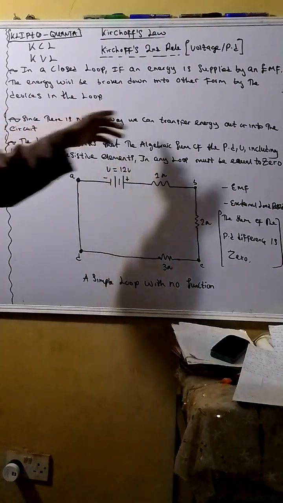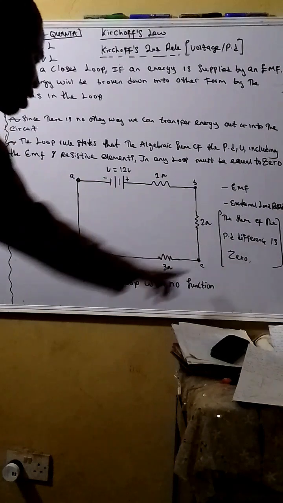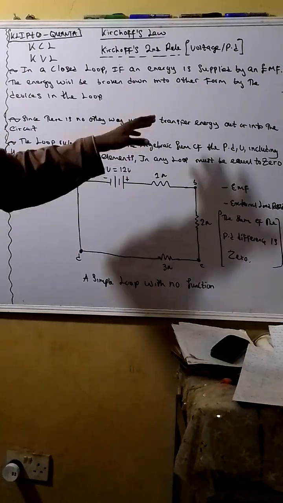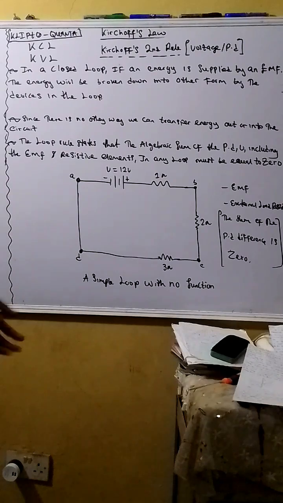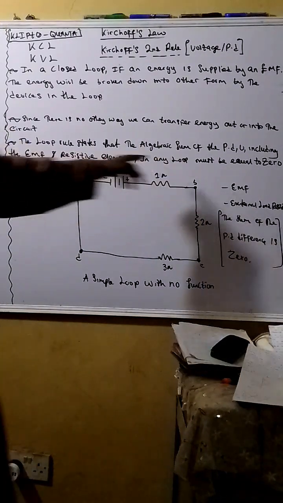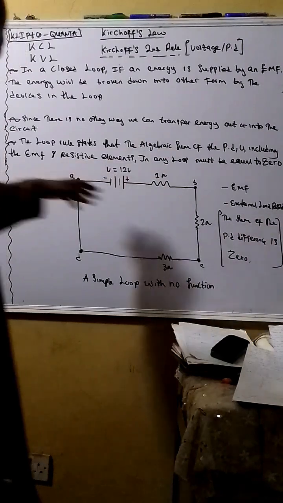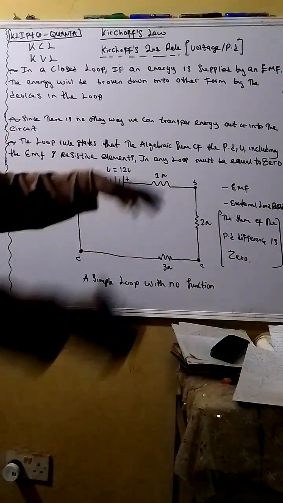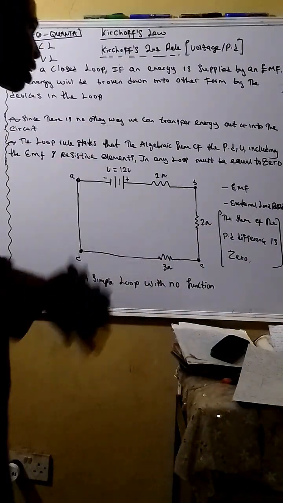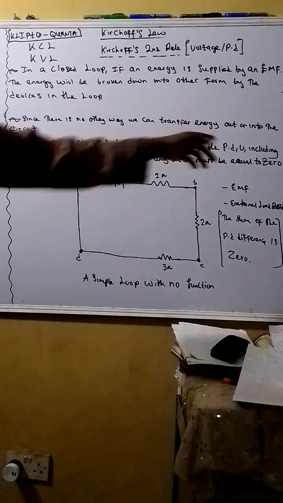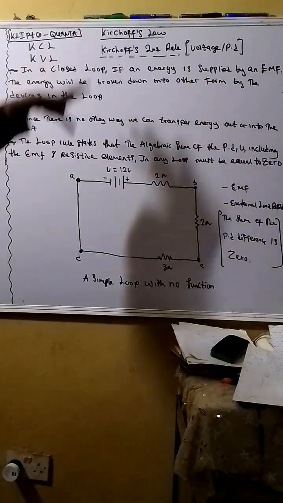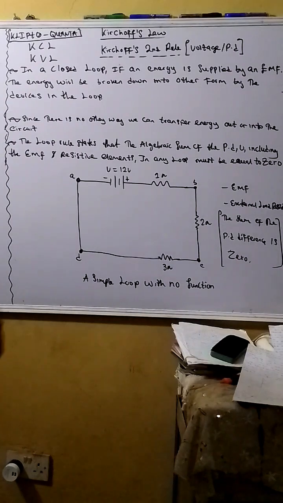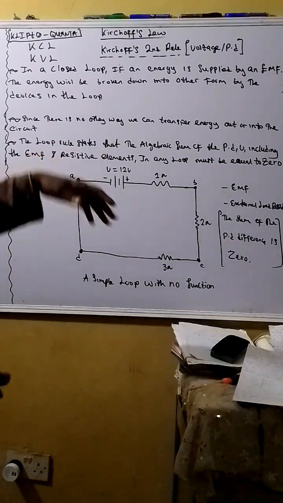So since it is a closed loop, there is no way energy can move out or come into the circuit. That means the loop law tells us that if you add all the potential differences, including the EMF, the resistor elements, and the rest, everything in that loop must equal 0. That's the addition of everything. Now we'll break it down in the next chart. Now we are going to break some things down.